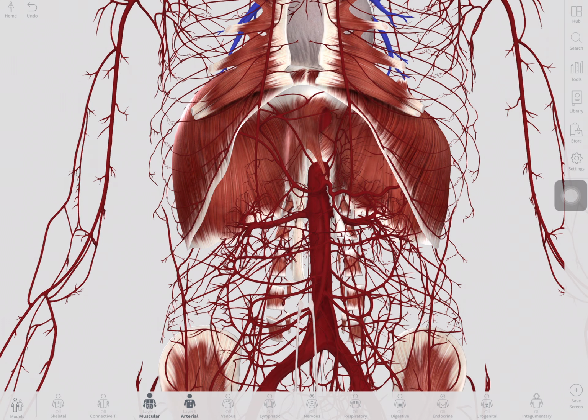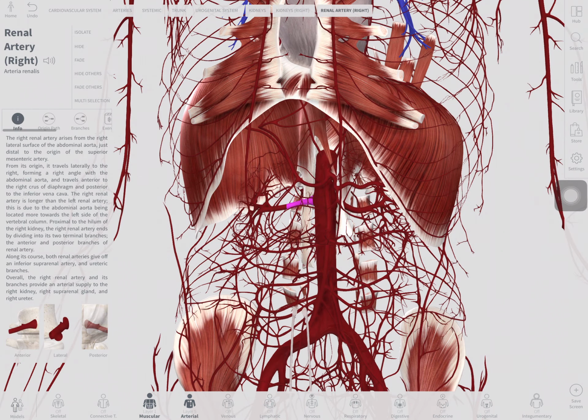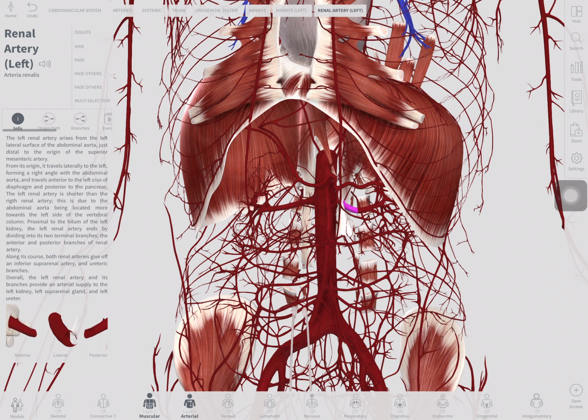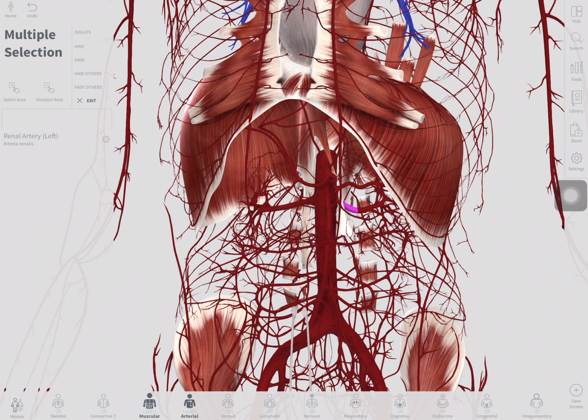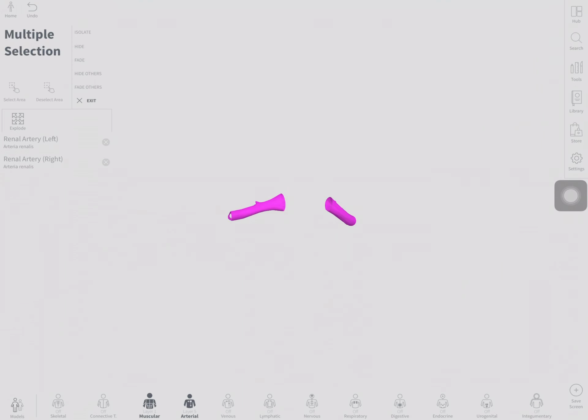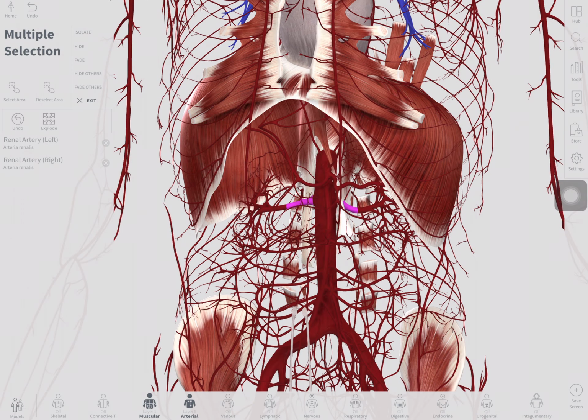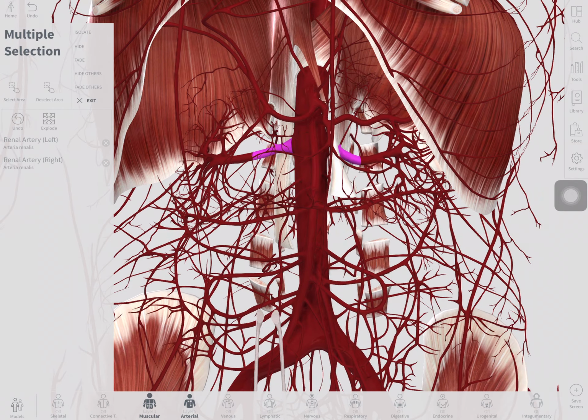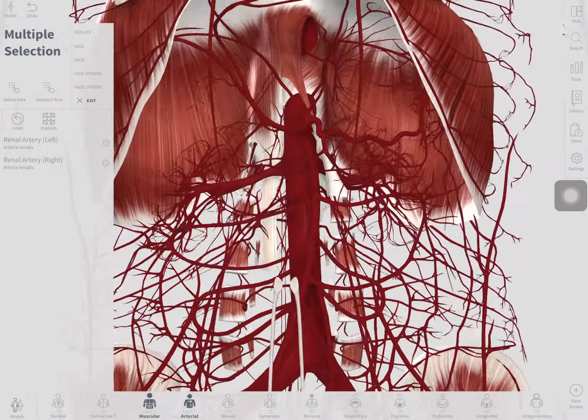Okay, this is the right renal artery and the left renal artery. That's going to the kidney. Then the testicular artery, in the case of male, is in pairs.